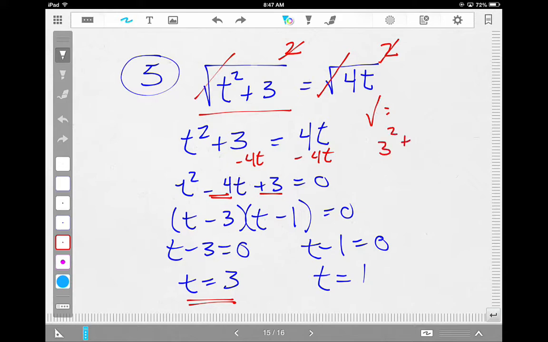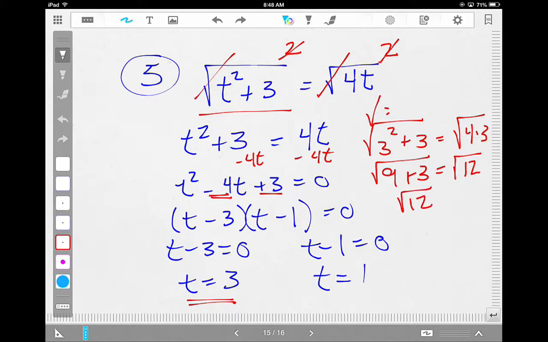3 squared plus 3 is underneath the square root on the left, and on the right side we'd have 4 times that t, which I said was 3. So I'm going to get 9 plus 3 under a square root, and on the other side I'm going to have 4 times 3, which is 12. Well, 9 plus 3 is 12, so I end up getting the square root of 12 equals the square root of 12. We could reduce that, simplify it down to 2 root 3 equals 2 root 3.